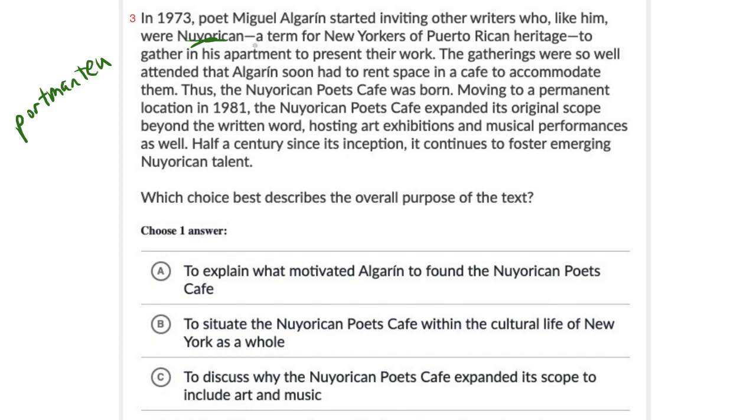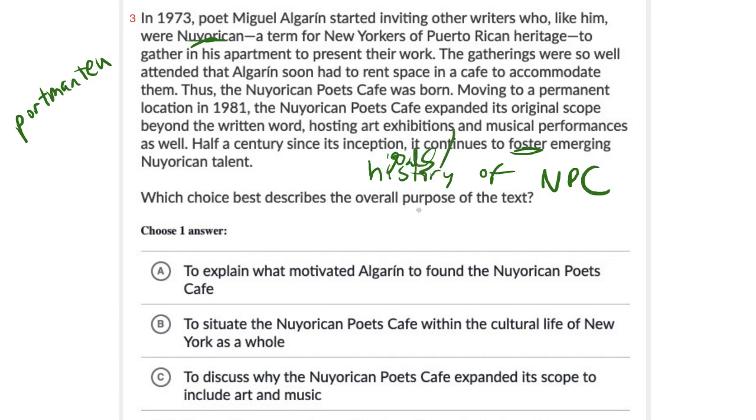So they were Nuyorican, and he invited others to gather in his apartment to present their work. The gatherings were so well attended that he soon had to rent space in a cafe to accommodate them. Thus, the Nuyorican Poets Cafe was born. Moving to a permanent location in 1981, the Nuyorican Poets Cafe expanded its original scope beyond the written word, hosting art exhibitions and musical performances as well. It continues to foster, they love that word, support emerging Nuyorican artists. So, history of Nuyorican Poets Cafe.